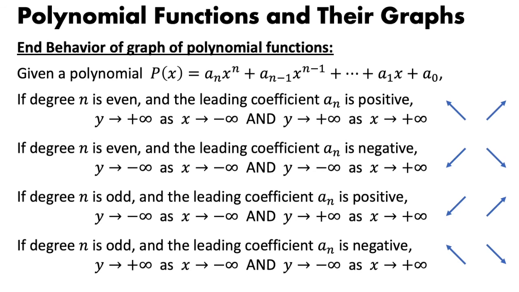We can see that for an even degree with a positive leading coefficient, the graph behaves like an upward parabola. And for an even degree with a negative coefficient, the graph behaves like a downward parabola. For an odd degree with a positive leading coefficient, the graph behaves like x cubed. And for an odd degree with a negative coefficient, the graph behaves like x cubed reflected across the x-axis.